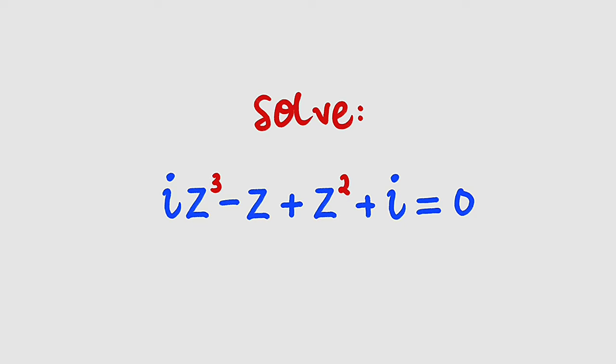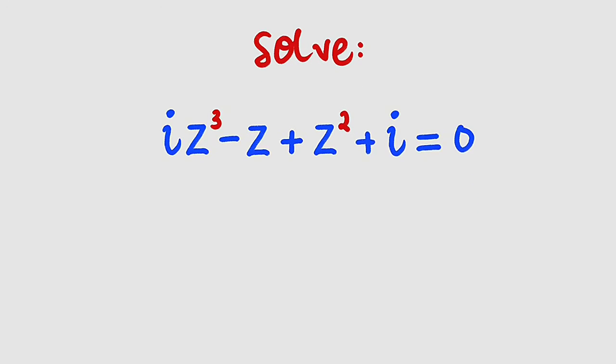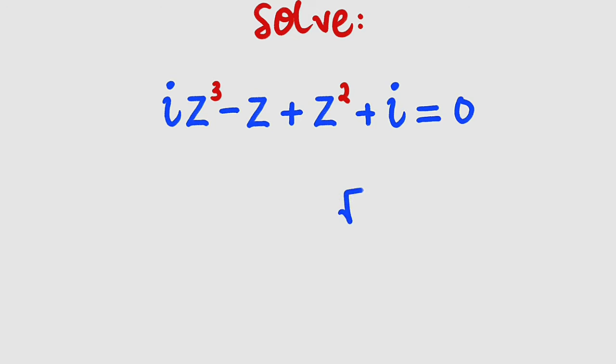In this tutorial we are going to find a solution to this interesting complex equation. We want to find that complex number z such that iz to the third power minus z plus z squared plus i equal to 0. Alright, let's get started. I would like to remind you something very important. The square root of negative 1 is equal to i, right? Therefore, if you square both sides, you have negative 1 equal to i squared.